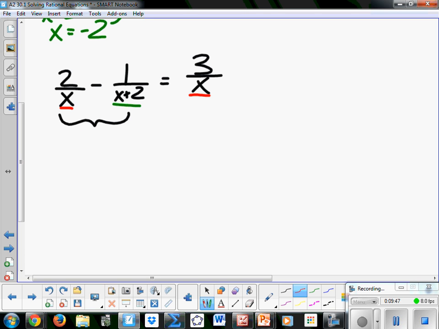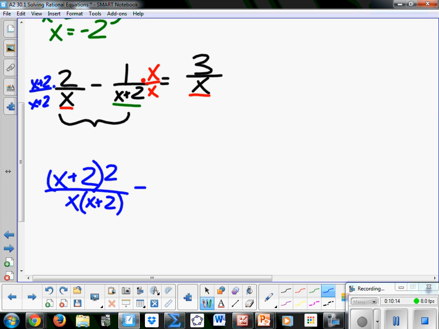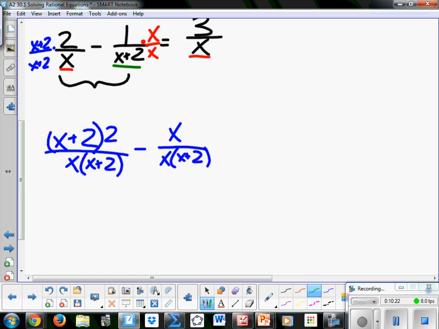Okay, so in order to subtract, we first have to get a common denominator. So that means since these have two different denominators, I just have to multiply these by x over x and x plus 2 over x plus 2. Okay, so this is going to end up being (x plus 2) times 2 all over x times (x plus 2), minus 1 times x is x over x times (x plus 2). Okay, if I simplify this first one here, I end up with 2x plus 4.